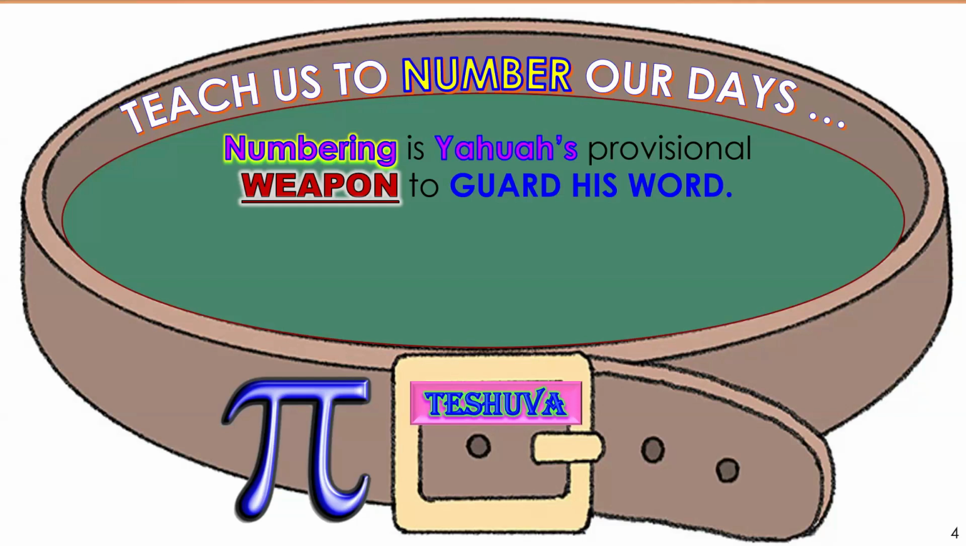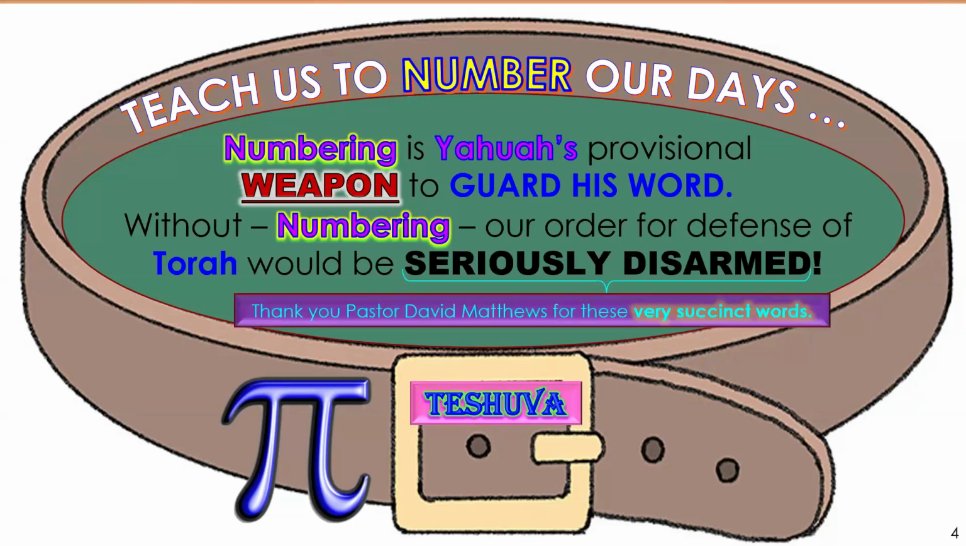What happens if we don't have numbering? Without numbering, our order for defense of Torah would be seriously disarmed. I want to thank Pastor David Matthews for these very succinct words. Him and I were discussing this one day. Where would we be without numbering? What would we have against the lunar system, the lunar calendar, without numbering? Without numbering, where would we be to show the fallacy of the Zadok calendar, the Dead Sea Scroll calendars? Where would we be without that order to number our days?